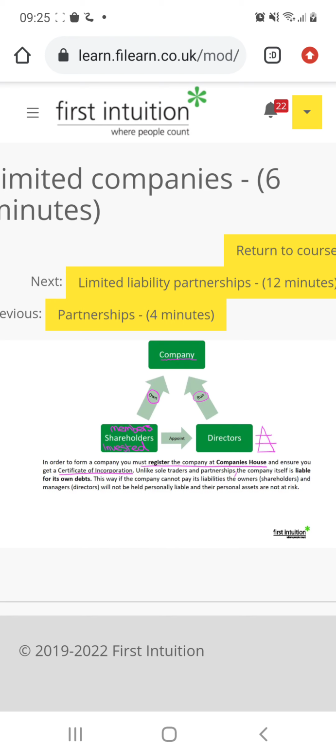Unlike sole traders and partnerships, the company itself is liable for its own debts. This way, if the company cannot pay its liabilities, the shareholders and the managers will not be held personally liable, and their personal assets are not at risk. We say that the shareholders have limited liability, and this is one of the major advantages of a limited company.